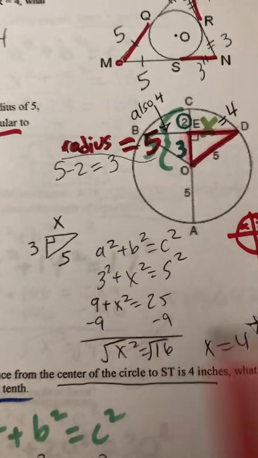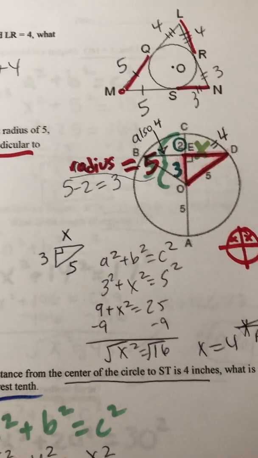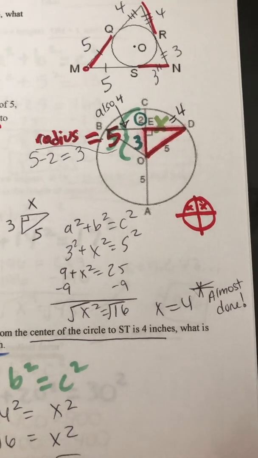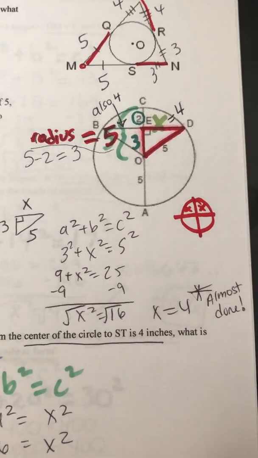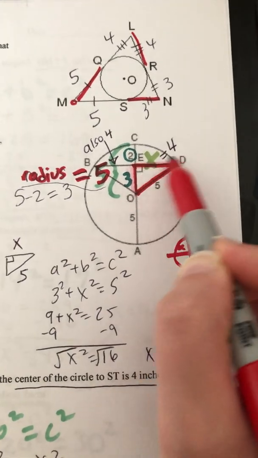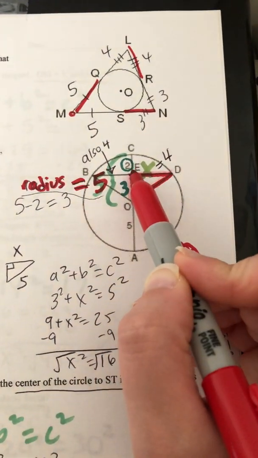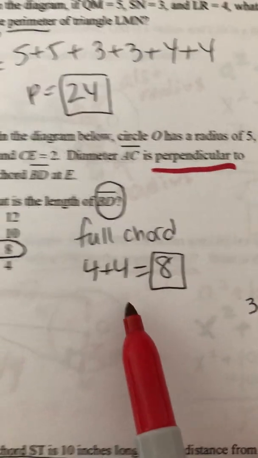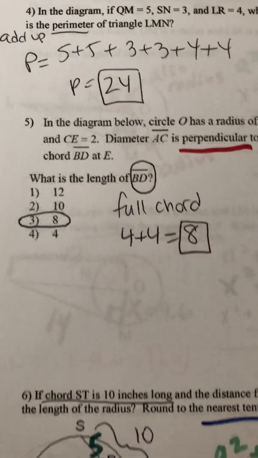Focus in on the triangle. I redrew it over here. 3 squared plus x squared is 5 squared. You're going to find x squared is equal to 16, and you take the square root and get x is 4. You're almost done. That x is 4. That's ED. What about BE, the other side of it? Well, that's also 4. Now add the 4's together, take a look, and you get 8. That's the multiple choice answer.